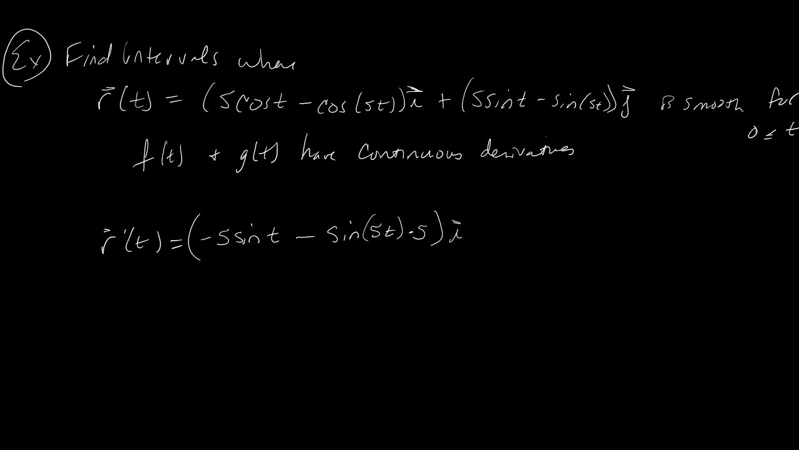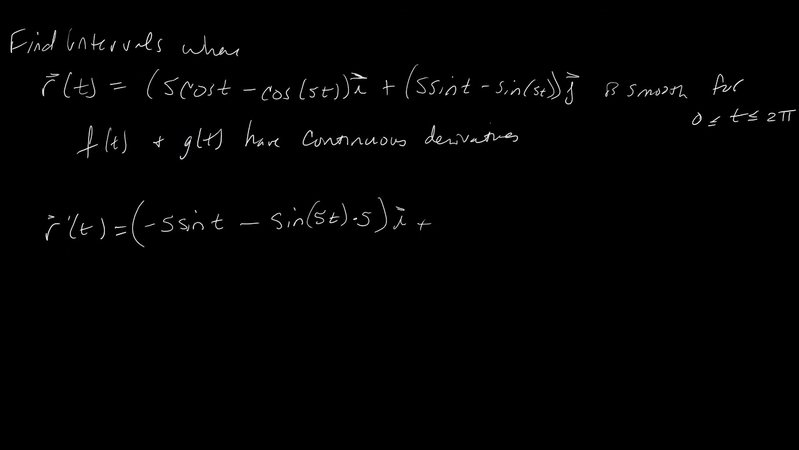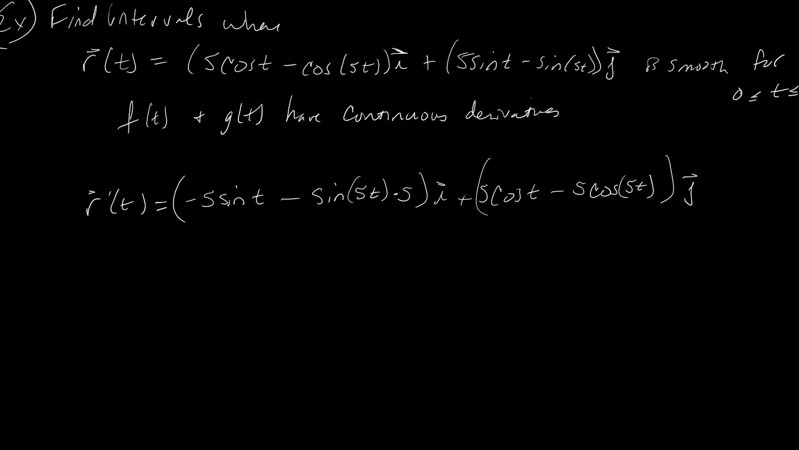Plus, okay, now let's find the derivative of 5 sine t minus sine 5t, so that's going to be 5 cosine of t minus 5 cosine of 5t. Okay, and that's in the j direction. All right. So we have minus 5 sine t minus sine 5t times 5 in the i direction, and 5 cosine t minus 5 cosine 5t in the j direction. So now we need to find out where this is equal to 0, specifically the 0 vector.